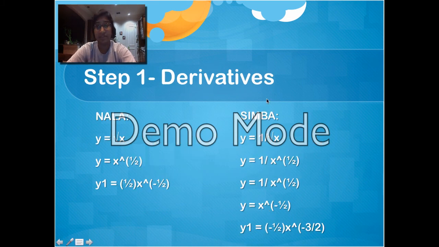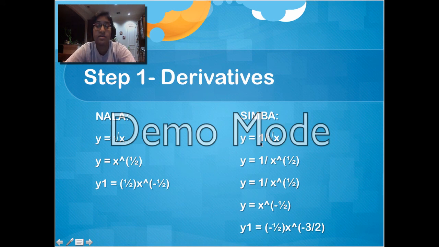So step 1, we're going to have to take the derivatives of both of the paths. Nala's function is y equals root x, and this can also be rewritten as y equals x to the 1/2. To find the derivative, we're going to write that as y prime. We're going to move this exponent to the front and multiply it by the x. So we're going to have 1/2 x to the negative 1/2, because we're going to subtract 1 from the exponent.